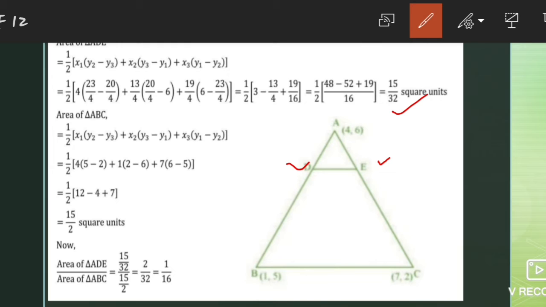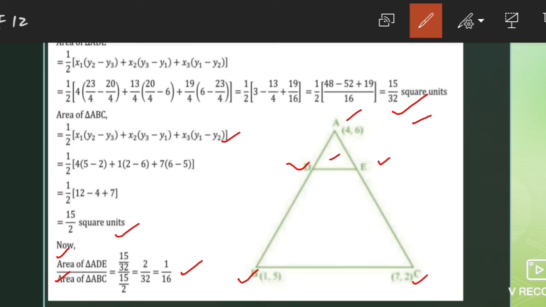Now the coordinates of triangle ABC are also given. So again put the coordinates of ABC in this formula. You get the area of triangle ABC as 15 by 2 square units. Now you have the area of triangle ADE. The last part was to find the ratio of the areas of ADE and ABC. The ratio will be 15 by 32 divided by 15 by 2, which is 1 by 16. That means the ratio of the areas of ADE and ABC is 1:16.